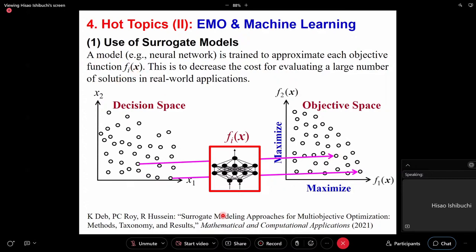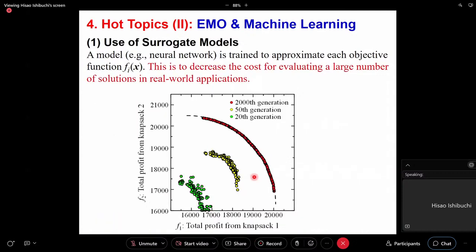And using this approximated function, we can apply an MO algorithm. So instead of using the true objective function, we can use an approximate objective function to find a wide variety of solutions. This is to decrease the cost of evaluating a large number of solutions in a real-world application.